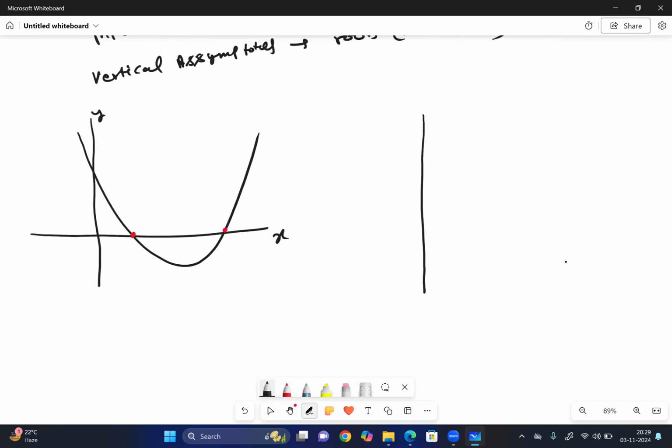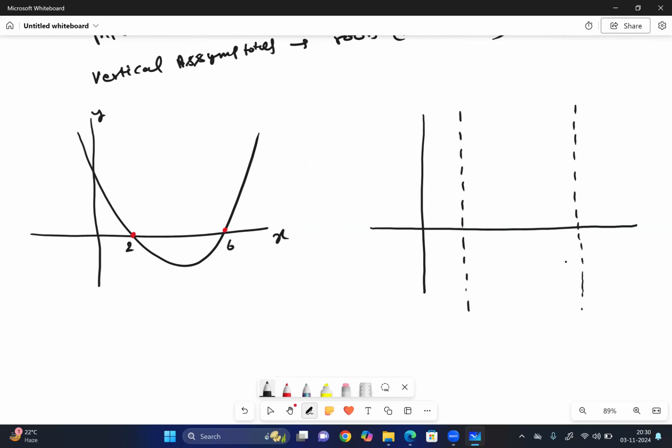The roots will turn into asymptotes. Correct. Vertical asymptotes, you know. So I'm making it here, a vertical line, and one more vertical line. We have got these two lines.